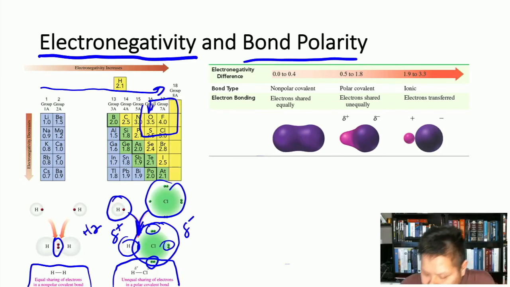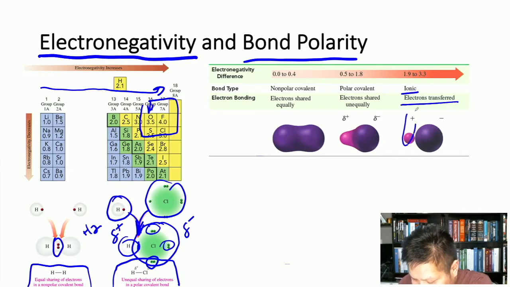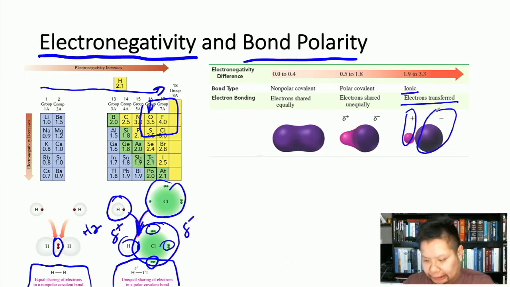So here is an easy chart to summarize what I just said. If you have an ionic bond, like I was saying before, the electrons are transferred. And so you have a full positive on that side, full negative on that side, and there's no varying degree, right? And the electronegativity difference here is quite large.